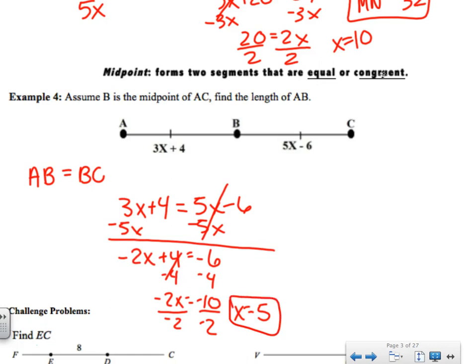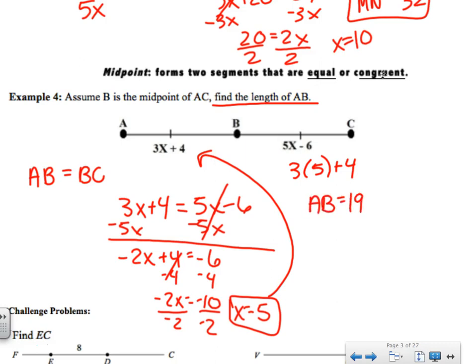Okay. Now, always read the question. Am I done? It wanted me to find the length of AB, so I'm not done. So I need to substitute 5 back in for x. So 3 times 5 plus 4. 3 times 5 is 15, plus 4 would be 19. So AB is going to equal 19.